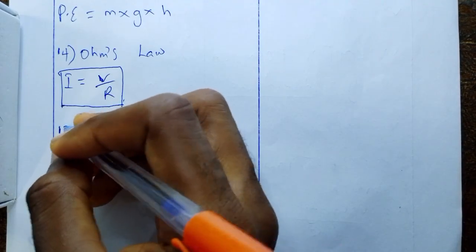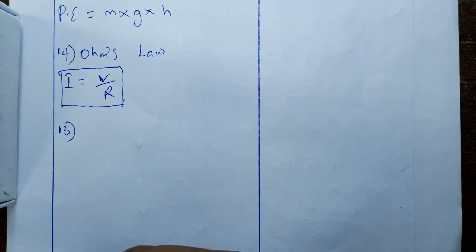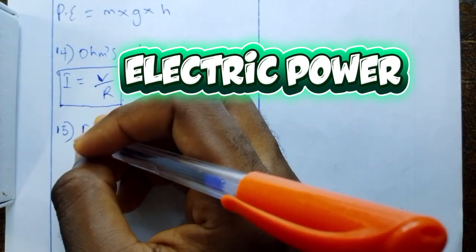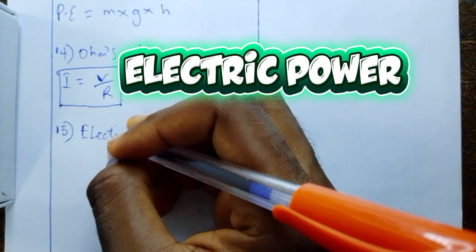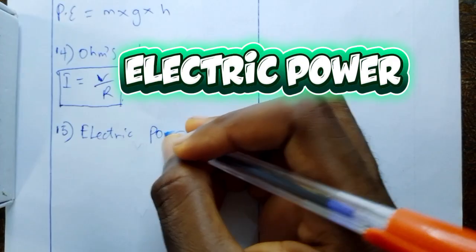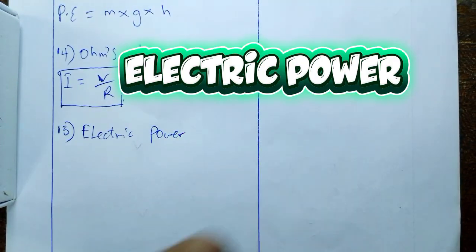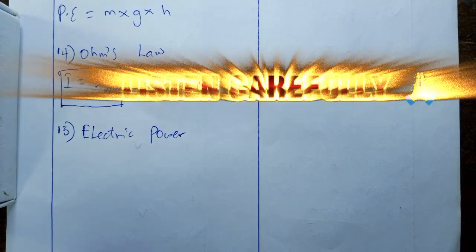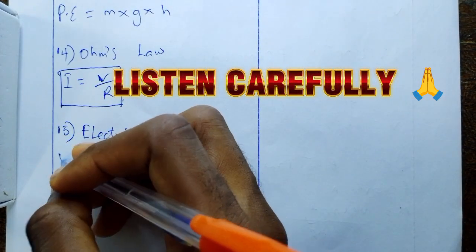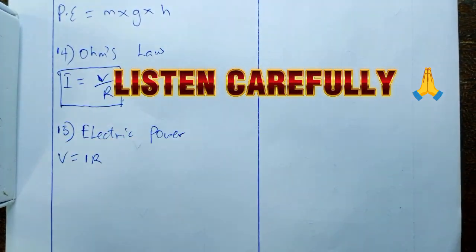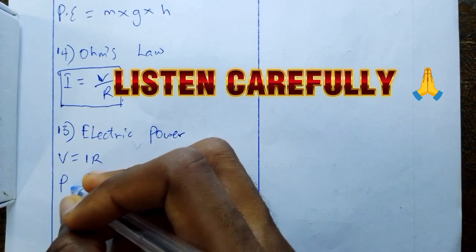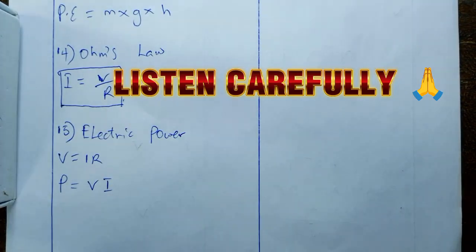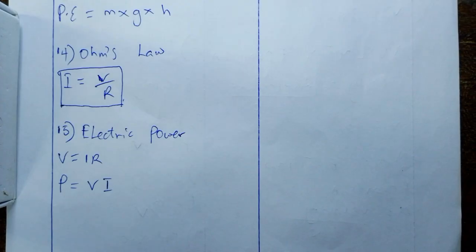Sorry, 15. Electrical power formula. This is different from the first formula we did. That one was just power. This is electric power, and electric power has multiple formulas, and I'll give it to you now. Remember, our Ohm's law is what? V equals IR, right? And the formula for electric power is equal to V times I, which is voltage times current.